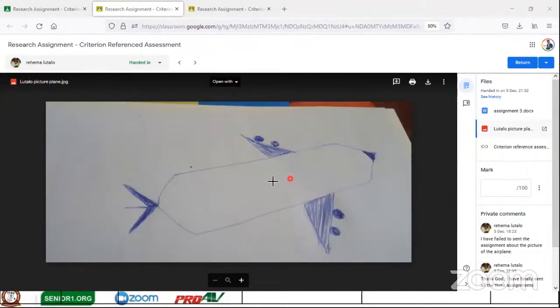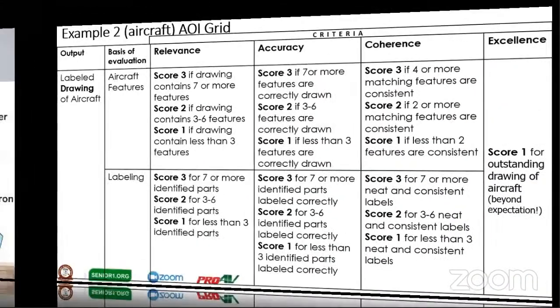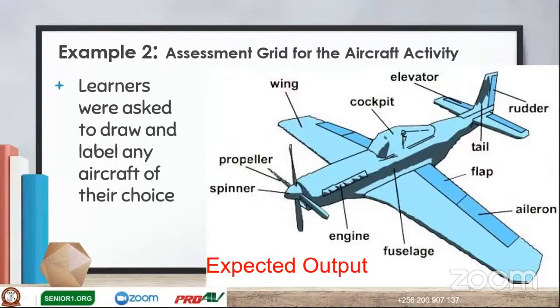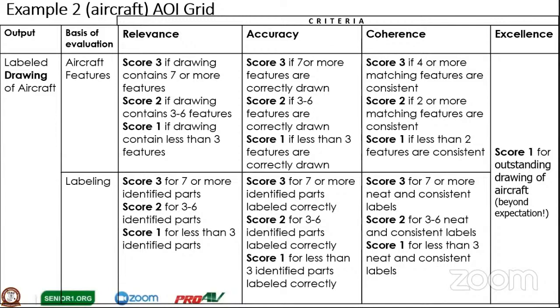So if there were windows being put, I would expect the windows to be of the same shape. If there are features that are normally consistent on a plane, I would expect the design of the wings, like in this diagram, to be the same. I would expect the rudder on this side to be similar, and the propeller, these things to be the same shape. So I would look at consistency in the drawing in that case. So consistency would come under coherence. Okay, then labeling.